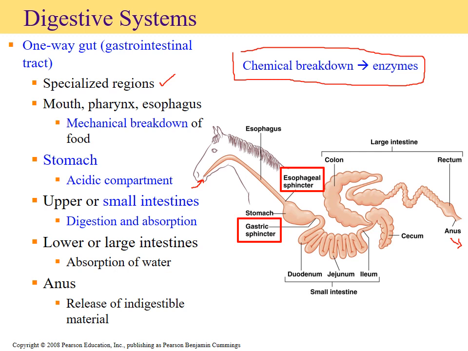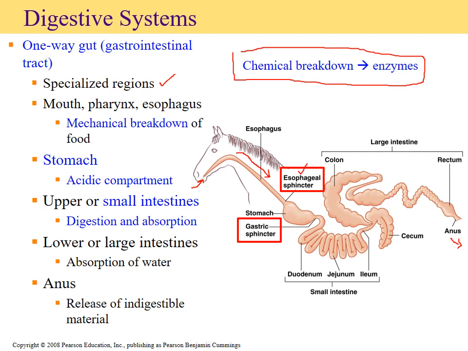The food is then swallowed and will travel through the esophagus. Something cool about the esophagus: it is the only organ in your body that passes through both the thoracic cavity as well as the abdominal cavity. Your esophagus will go through your diaphragm, which is the muscle that separates those two cavities, and it will enter into your stomach. Before it enters into the stomach, it does have to pass through the esophageal sphincter.